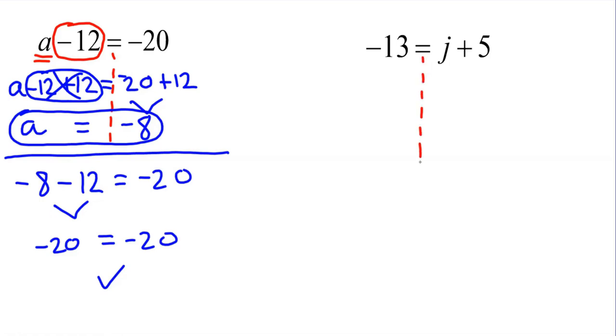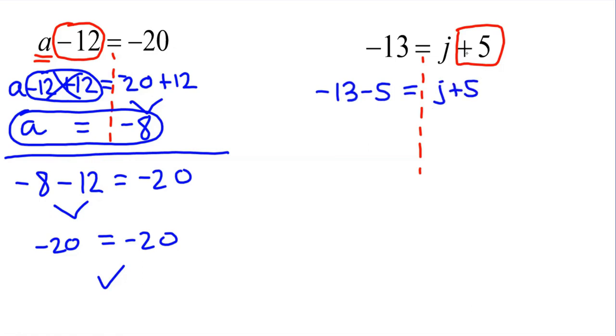Next one, first thing I do is divide my equation into its two sides. Now I always focus my attention to the side that has the variable because that's what I want to get all alone. So here I want to get j by itself, so j plus 5. So I want to undo this plus 5. And what's the opposite of adding 5? Subtracting 5. So I'm going to subtract 5 from both sides of this equation.